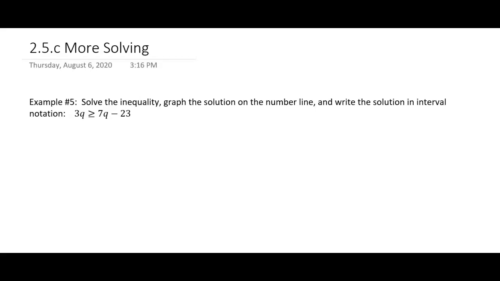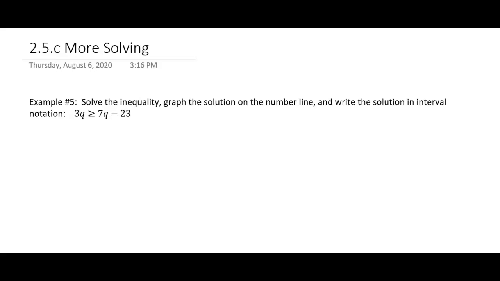So there are other types of inequalities, just like we had other types of equations. So we're going to practice some more solving. We have 3q is greater than or equal to 7q minus 23, and we're going to solve the inequality, graph the solution, and write the solution in interval notation.